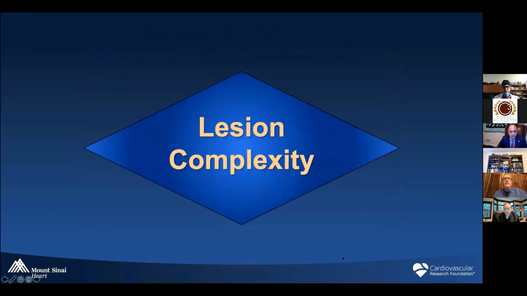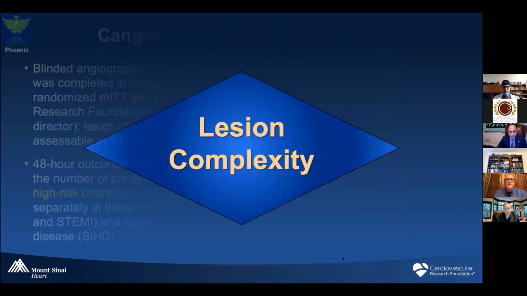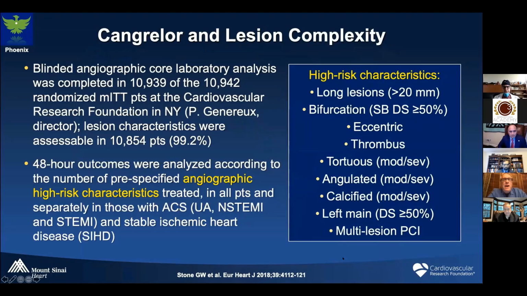So we wanted to look at the impact of lesion complexity. And as Deepak mentioned, we did the largest angiographic core lab analysis to date, I think, that's still ever been done from the Cardiovascular Research Foundation. And Philippe Genereux led this and spent more than a year analyzing films in 10,854 patients.